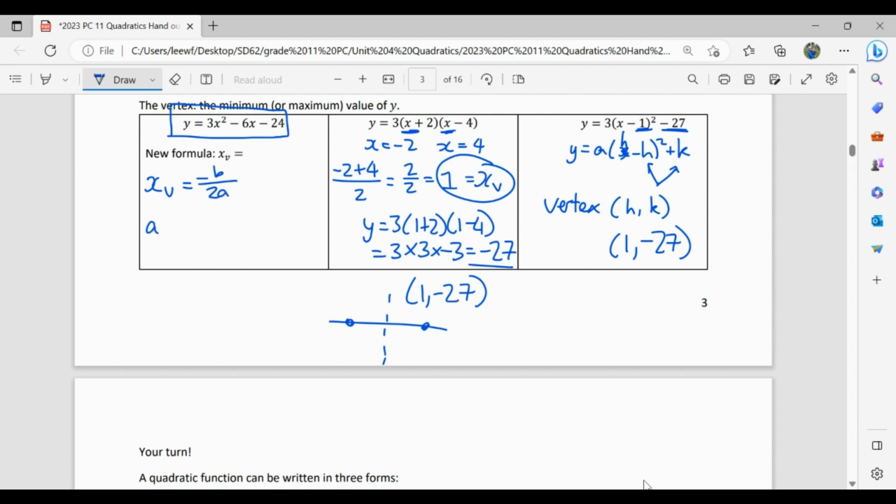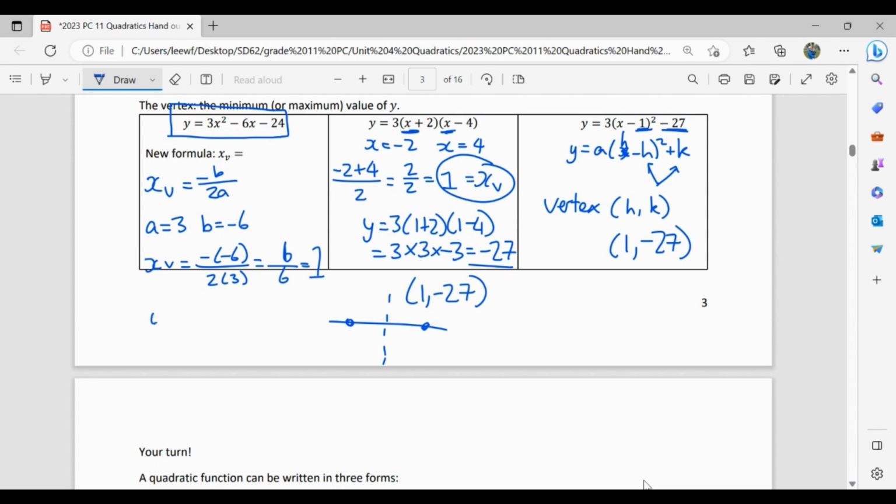In our case, a is equal to 3 and b is equal to negative 6. So x vertex is minus (minus 6) divided by 2 times 3, and sorry, that is positive 6, and 2 times 3 is 6. 6 divided by 6 is 1.